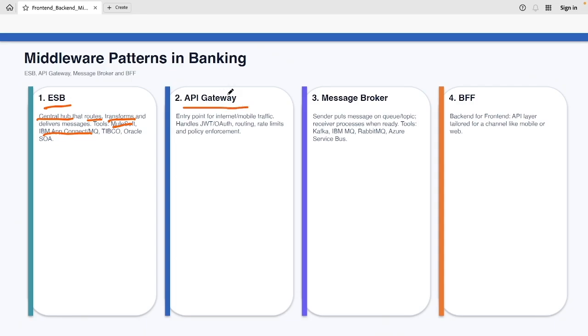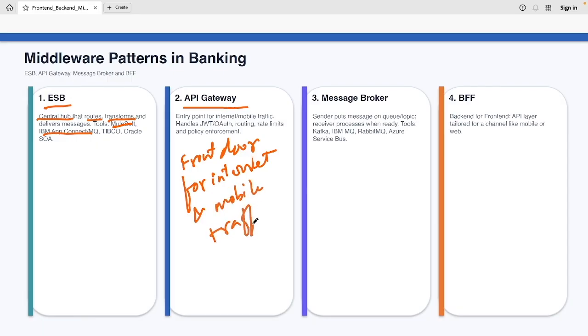Second is your API gateway. This is the front door for internet and mobile traffic. When a mobile app sends a request to the bank, it first hits the API gateway. The gateway will check your token, enforce rate limits, identify who you are, and then route you to the right backend service. Think of it as a very security conscious hotel receptionist.